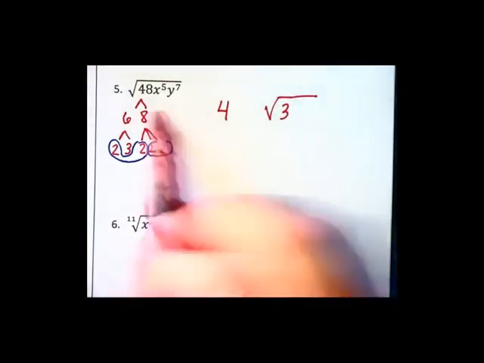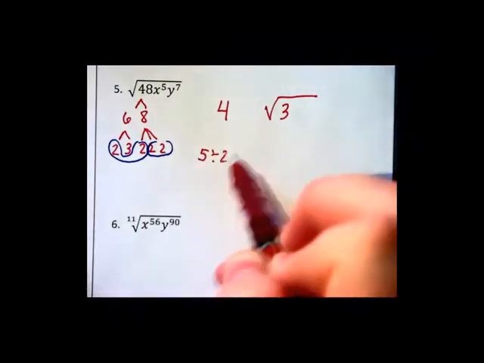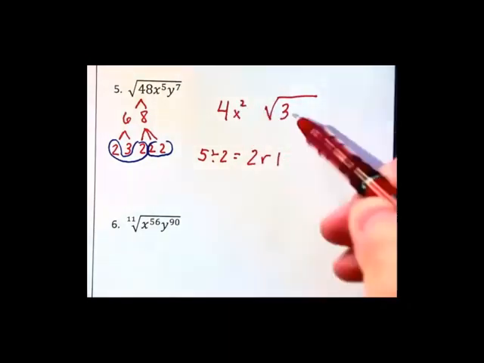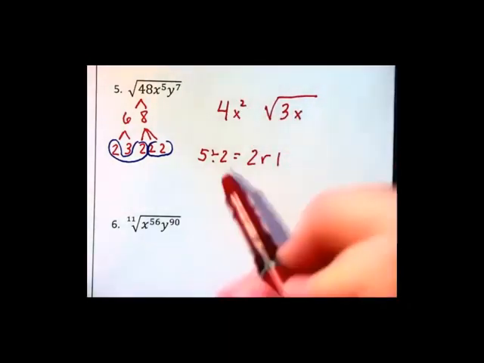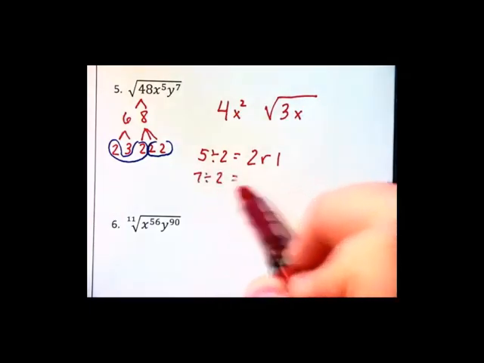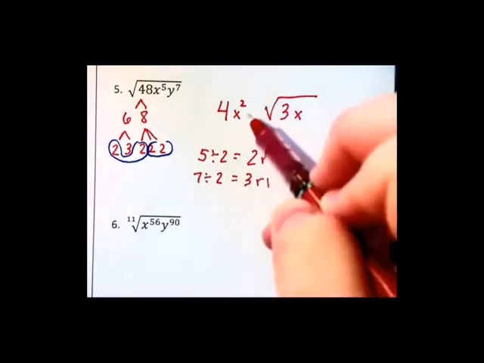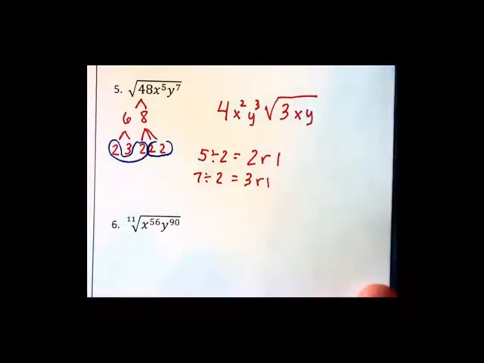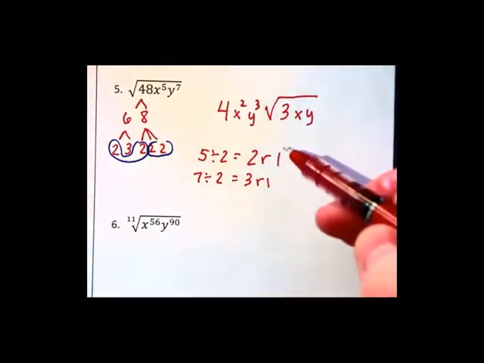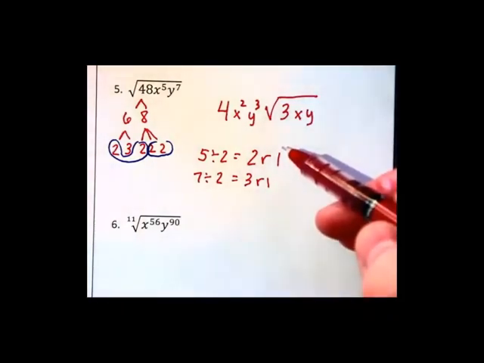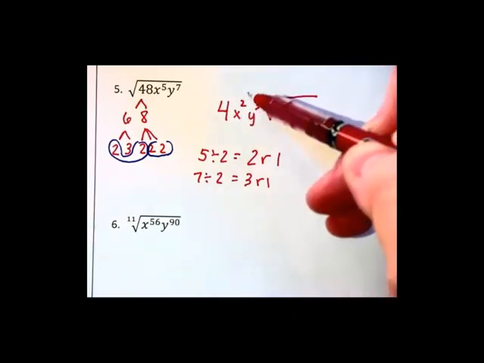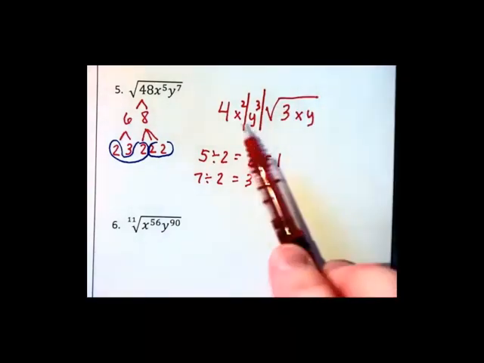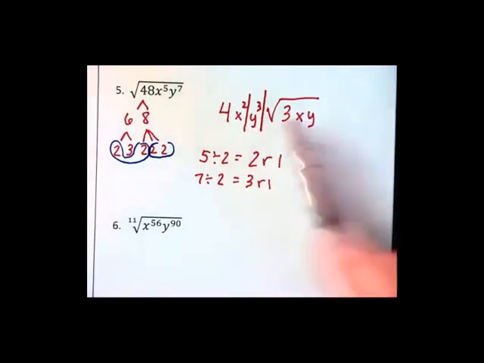I move on to the variables. X to the 5th, I divide that by 2. It goes in 2 times remainder 1. And that tells me I'll have an x squared on the outside and 1 x left over on the inside. And then 7 divided by 2 is 3 remainder 1. So I'm going to have y to the 3rd on the outside and a y left over inside the radical. Odds are that's your answer because there will be a disclaimer saying that variables represent positive values. But if that disclaimer is not there, you would want to put absolute values around the y to the 3rd because that is the odd power coming out of an even indexed radical.